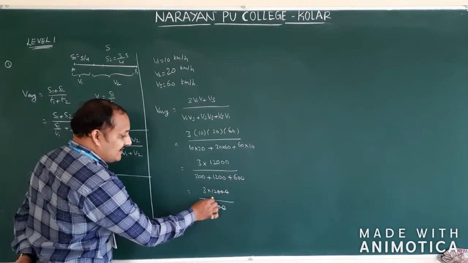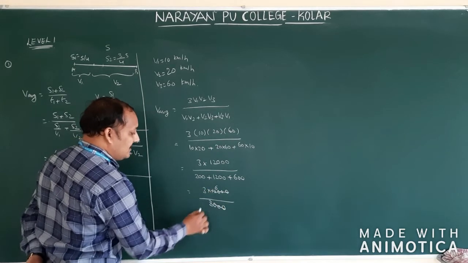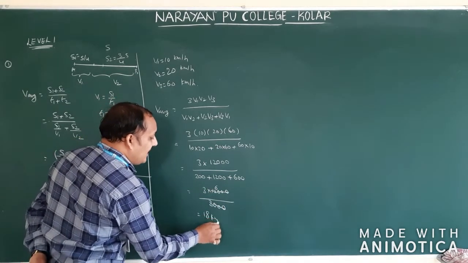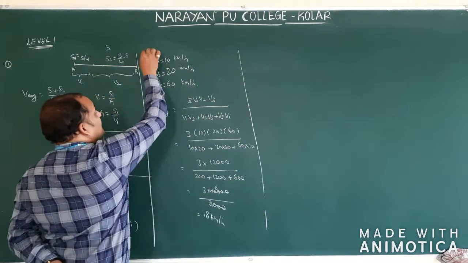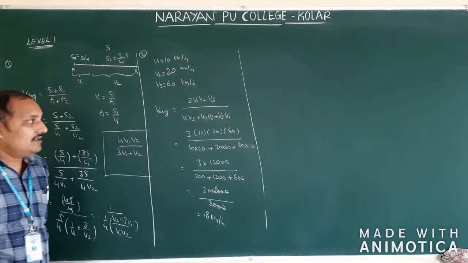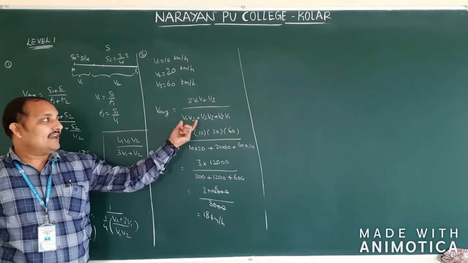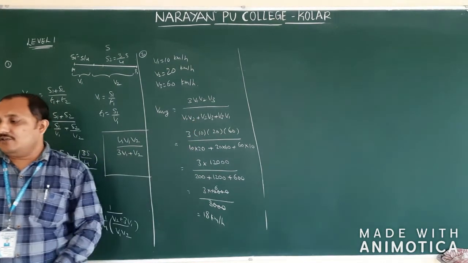2 will be cancelled in 12.6 times. So 6 into 3, so 18 kilometer per hour. This is the second problem. Isn't it? If you remember the final equation, you will be getting it directly; you can write the equation.